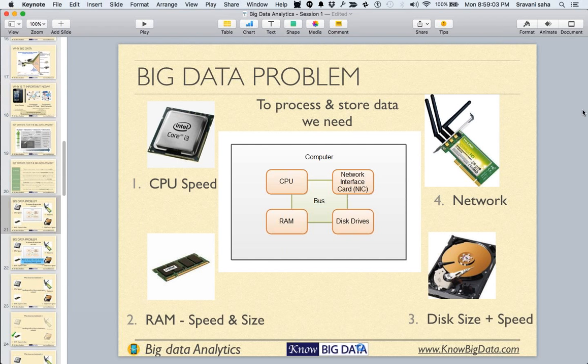Now, the third pillar of computing is the disk, which we generally ignore, but it matters. As the data grows big, we cannot fit it into the RAM.